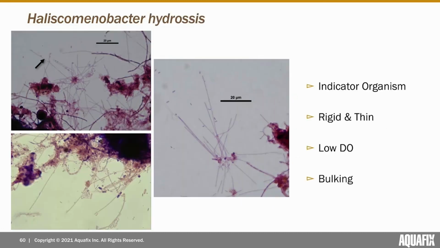Another indicator of low DO is Haliscomenobacter hydrossis. H. hydrossis is a gram-negative, Neisser-negative filament that is very thin, rigid, and it resembles a toothpick. This filament can be found in healthy systems at low levels. However, if abundant enough, they can indicate that low DO is present, and they can also occasionally lead to bulking.